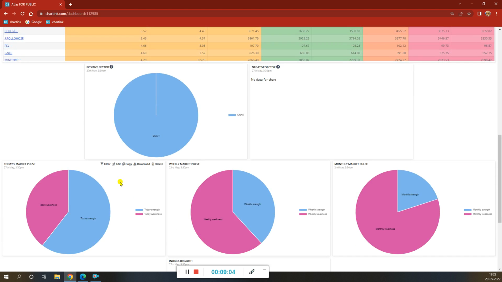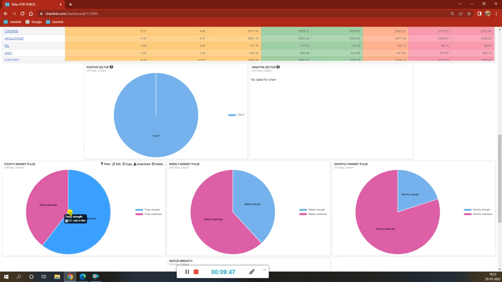Okay, now if we go to the bottom of this dashboard, we will find positive sector, negative sector, today's market pulse. Now looking at this, we can clearly identify the market is on the bullish side, because this says today's strength is more than today's weakness, and this is live, guys. Those who have the premium subscription, this will be live for them. This is the live data which will be fetched by Chartink from the NSE website and will be shown to you in the live market. Okay, so by looking at this, you can gauge where the market is heading to.